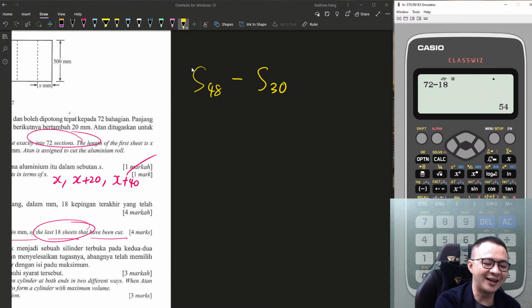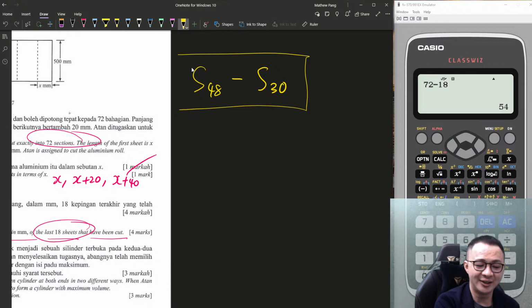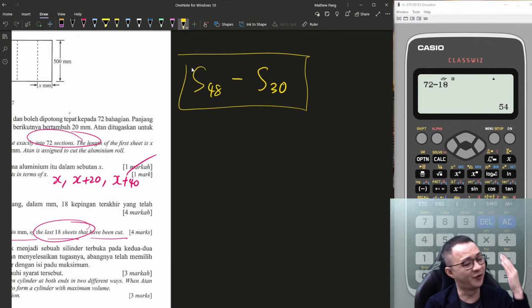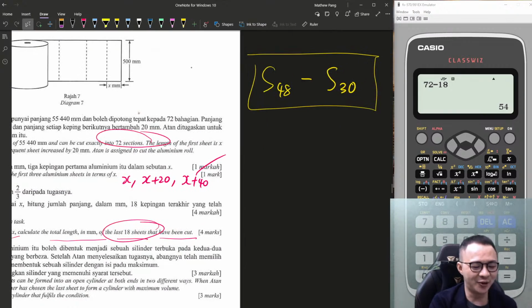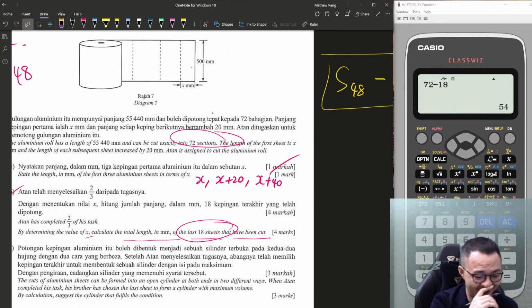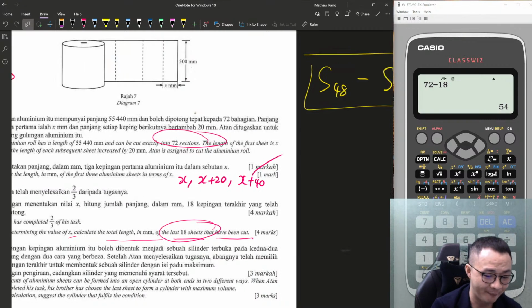Okay, so if you understand that one, if I minus already, I can get from term 31 all the way to term 48. So it's 18 of them, isn't it? Does that make sense to you? If it doesn't make sense to you, it's not good news. Alright, so then what I'm going to do is, yeah, I can do it now.